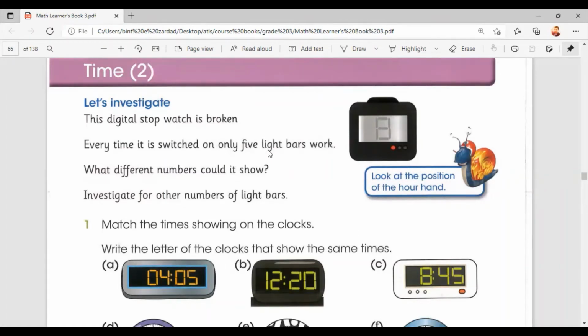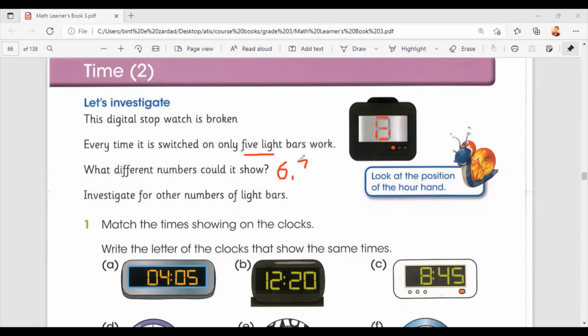3 yes, 4 yes, 5 yes, 6 cannot because in 6 we need 6 light bars. How? If we are writing 6, 1 2 3 4 5, 6. So 6 cannot show because just 5 light bars are working. So 6 cannot show. 7 can show.